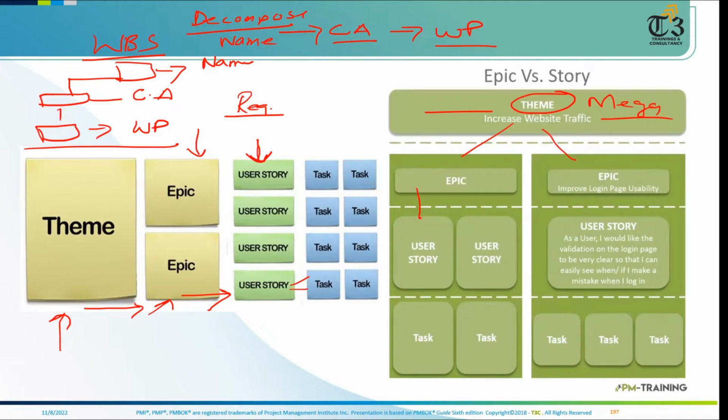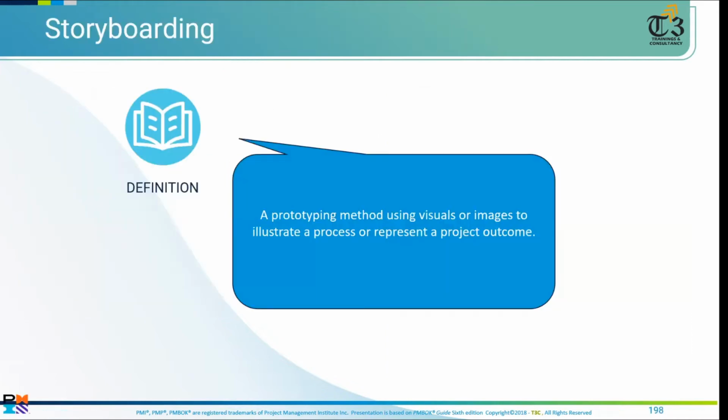Let's go further what they look like. So what we do, we make storyboarding. What is storyboarding? The same thing, wireframing. What we did, a prototyping method using visuals or images to illustrate a process or represent a project outcome. So how we do this? We do this with the help of wireframing. And wireframing could be low fidelity or high fidelity or extended into prototype.